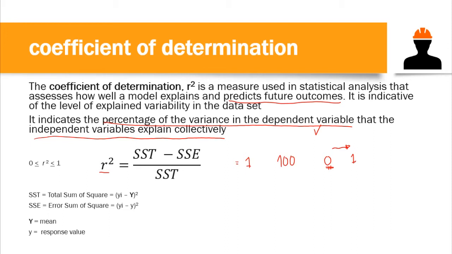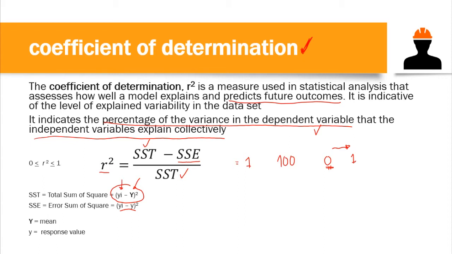Okay, so we have the formula for the coefficient of determination. We have SST, that is the total sum of squares, where the formula is the variable y minus the mean of y. Then minus the error sum of squares. Later on I'll teach you how to compute for the SSE over the total sum of squares. That is the coefficient of determination. So again, the coefficient of determination measures the predictability of the linear equation that you developed.